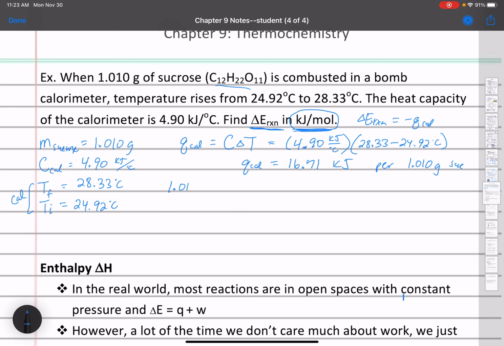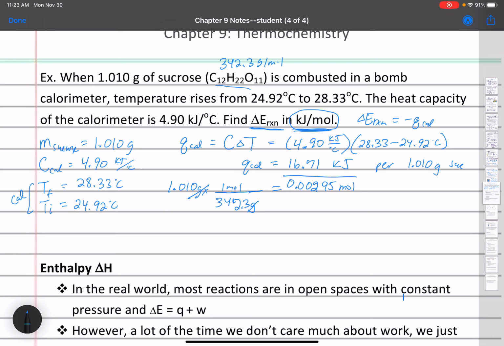And we can do that by taking the mass and dividing it by the molar mass. The molar mass that we can calculate or look up is 342.3 grams per mole. So 1.010 grams divided by 342.3 grams. Our grams cancel, and we get 0.00295 moles of sucrose.